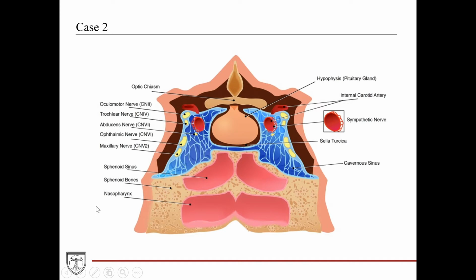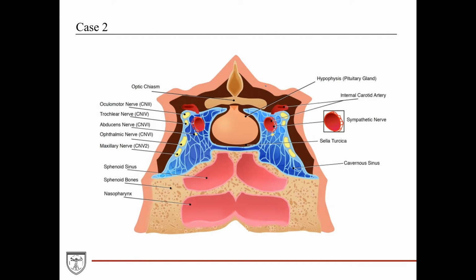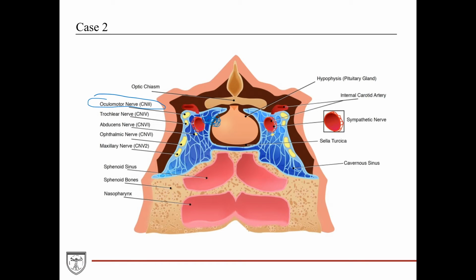So if we look at the summary here, this is a cross section of the cavernous sinus, and here's our guy right here, the oculomotor nerve. And so what must be happening in this patient is, if you have a pituitary tumor, here I'll draw it in a different color, in black here. If you've got a tumor here of the pituitary, it can come out here and potentially compress on cranial nerve 3.